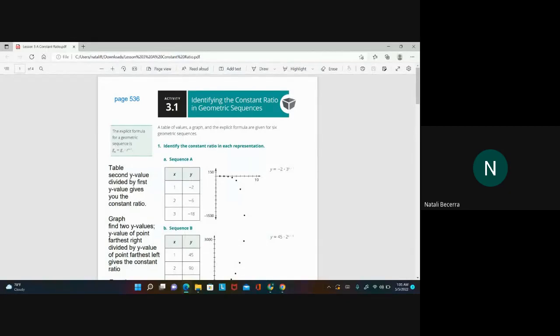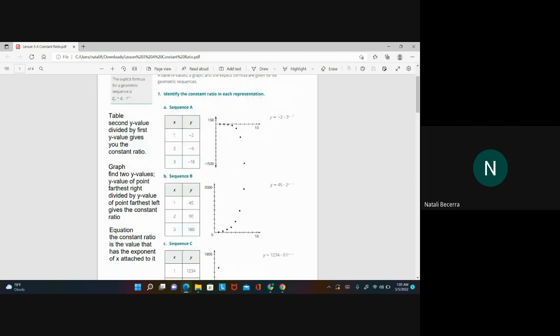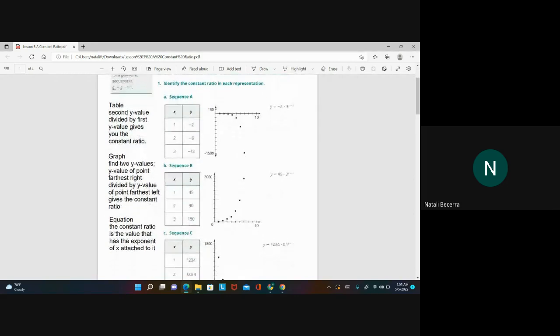Hello guys, so today we're going to be doing lesson 3 on your book. So everybody go ahead and go to page 536. The lesson name is a constant ratio and it's going to be talking about how geometric sequences are similar to exponential functions. Okay, so let's go ahead and get started.